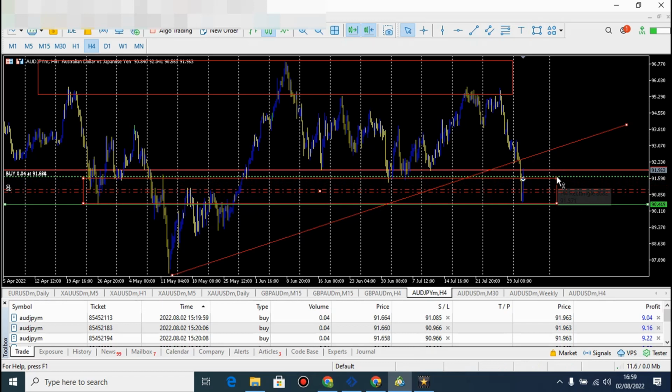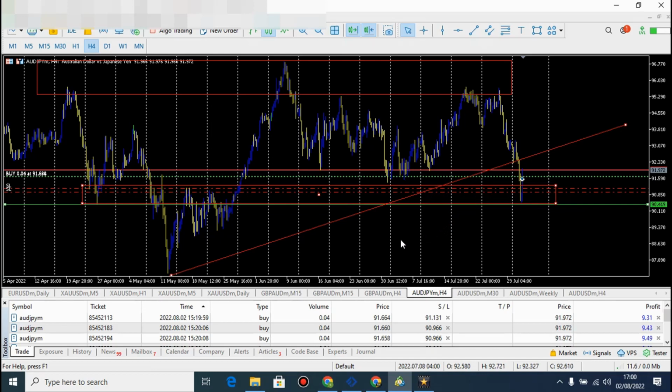Sorry for this. I'm trying to do this, but it's not going. Okay, like this. This is a very good demand zone, and as you can see, when the market reached this zone, it's going back to the upward direction. So let's look for another chart and let's draw the trend line in the other chart.